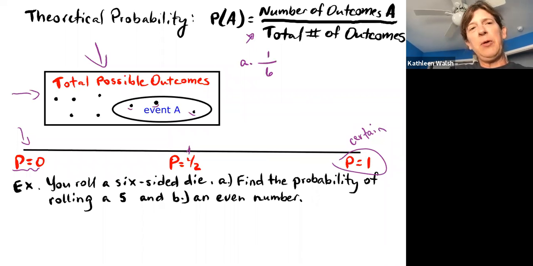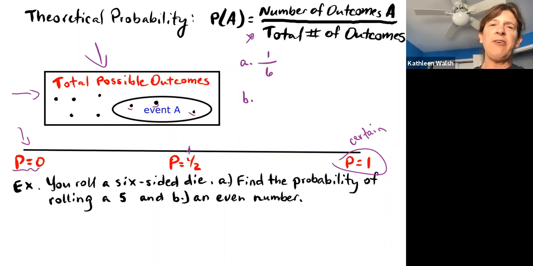Then B says you roll a 6-sided die and they want you to find the probability of rolling an even number. Well, we're just going to use our handy dandy formula again. Event A is the even numbers on a 6-sided die, which are 2, 4, and 6. So that's 3 numbers. It's a 6-sided die, so that's 6 numbers, and that reduces to 1/2.